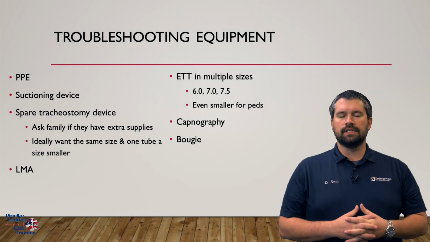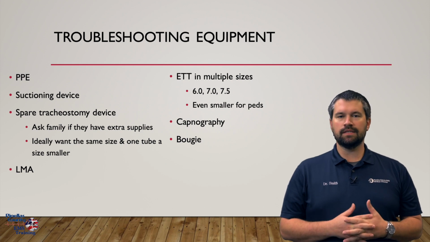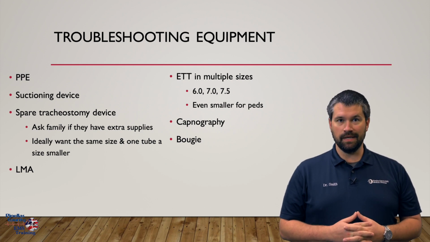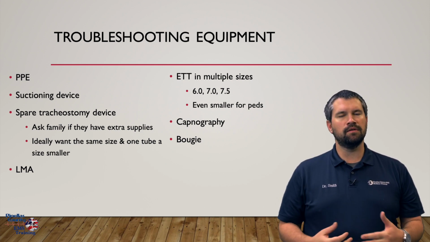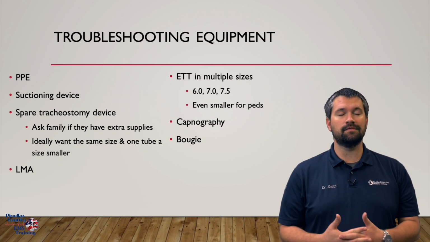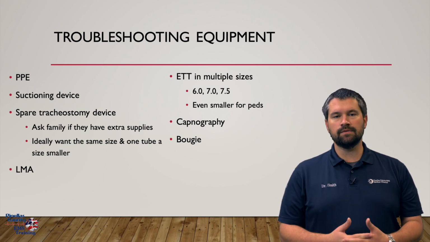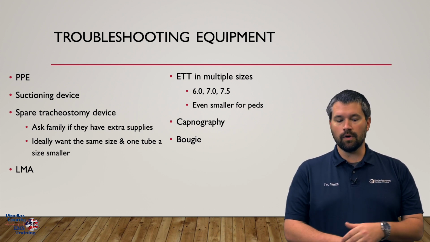So you're getting ready to assess a patient with a tracheostomy. What kind of equipment should you have ready? Well, it's common airway devices, especially PPE. Suctioning devices, you want to have a spare tracheostomy device. We don't carry these, but oftentimes the families will have them, and in fact they should have multiple devices of different sizes available. And this is one of the things they're trained on before the patient leaves for home.